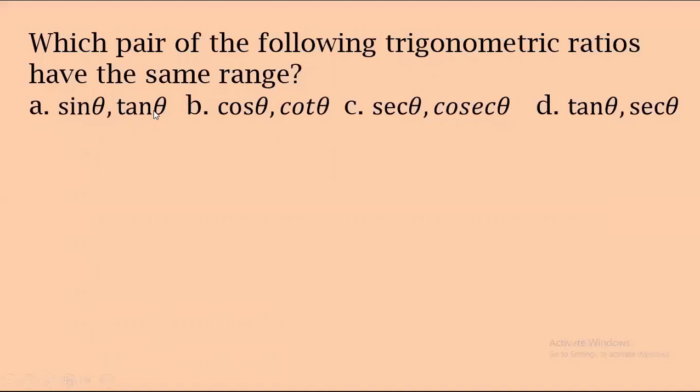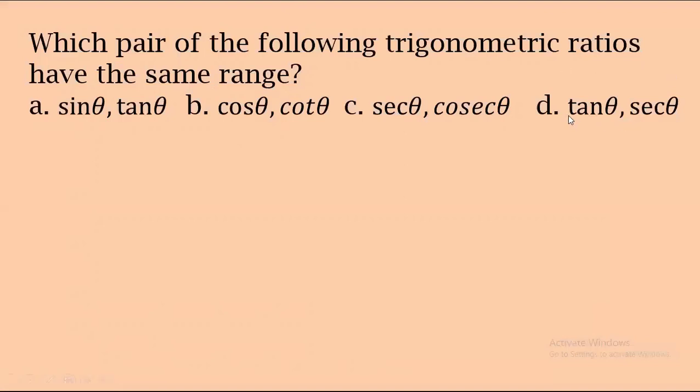No, for tan we get the set of all real numbers, minus infinity to infinity, but for sine it is minus 1 to 1. Cos is also minus 1 to 1, and for cot it is the set of all real numbers. Now what about sec and cosec? I think this is the correct pair. For sec and cosec both we get the set of all real numbers minus minus 1 to plus 1.